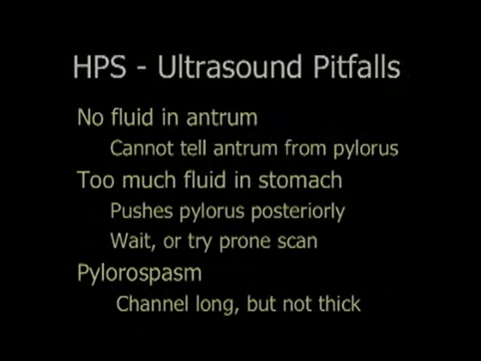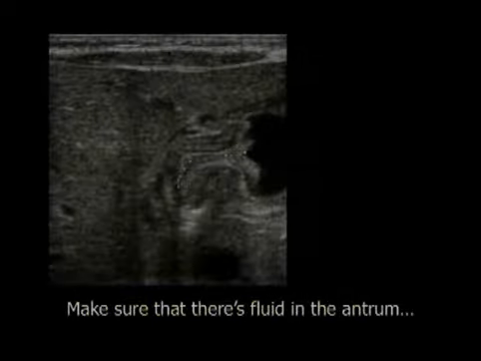So what are some pitfalls in the examination? If there's no fluid in the antrum, it can be difficult to tell a collapsed antrum from an elongated pyloric channel. If you let the child have too much fluid in the stomach, it pushes the pylorus posteriorly and it can be difficult to evaluate. When that happens, you can wait or you can try a prone scan, and I'll show you an example of that. And lastly, you can have pylorospasm, where the channel will be long, but it tends not to be as thick as in real pyloric stenosis.